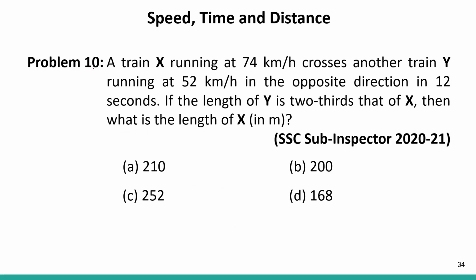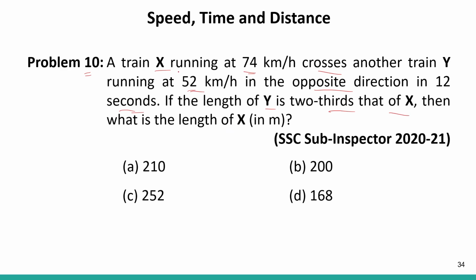Let's go forward with problem number 10. A train X running at 74 km per hour crosses another train Y running at 52 km per hour in the opposite direction in 12 seconds. If the length of Y is 2/3 of that of X, then what is the length of X?